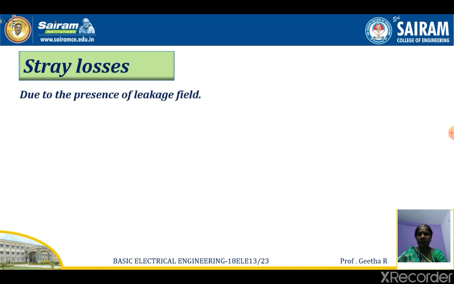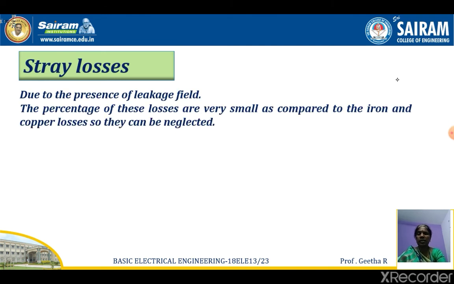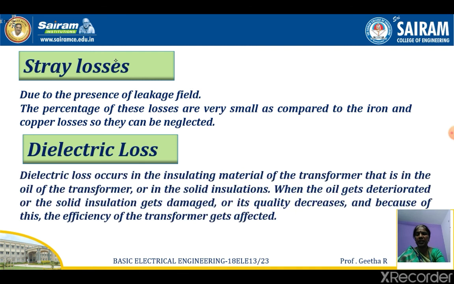Stray losses. Due to the presence of the leakage field, the stray losses will be there. The percentage of these losses is very small compared to the iron and copper loss, so these can be neglected. We will not concentrate much on the stray loss, but this loss also will be there. It is due to the leakage in the field. Field here is nothing but the magnetic field.